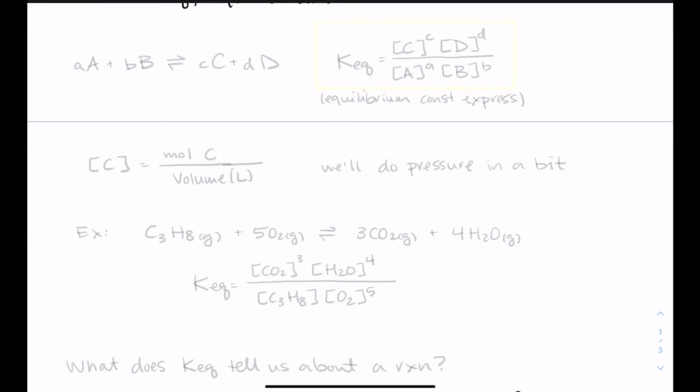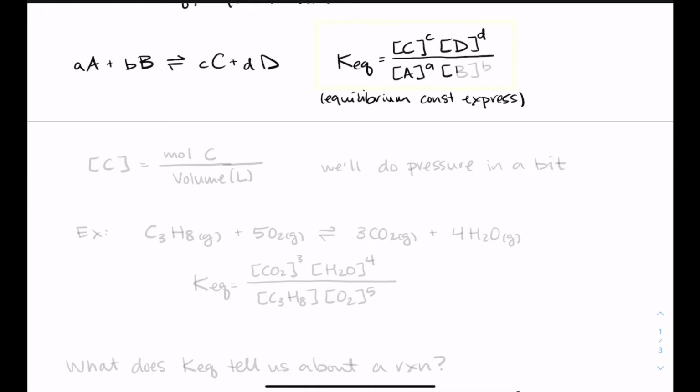So the way that this is expressed, if I have a generic reaction, which is A and B in equilibrium with C and D, and they have these coefficients, the equilibrium constant expression is the concentrations of the products raised to their coefficients divided by the concentrations of the reactants raised to their coefficients. It's always products over reactants.